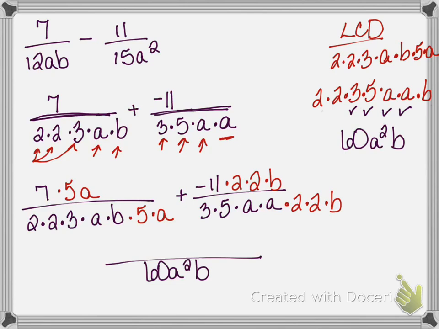It is easier to figure out what you've got to put into your common denominator when you have it all written out. So I wouldn't multiply until the very end. Okay? 7 times 5 times A is 35A. Negative 11 times 2 is negative 22. Times 2 again is negative 44. Okay. Now, 35A minus 44B is a binomial. So I cancel all of it or none of it.